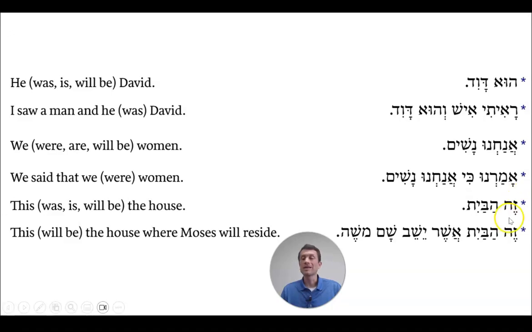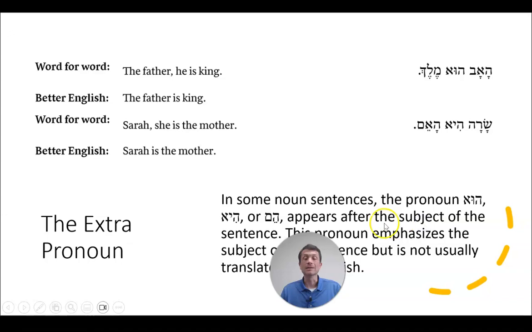Here's another example. Zeh habayit. This is that pronoun we just looked at. This is the house or this was the house. Let's look at a larger context. Zeh habayit. This will be the house where Moses will dwell there. And because it's an imperfect, it's related to that imperfect verb. You know it's more of a future-oriented pronoun.